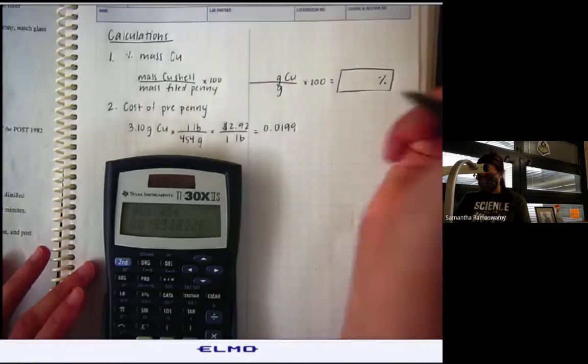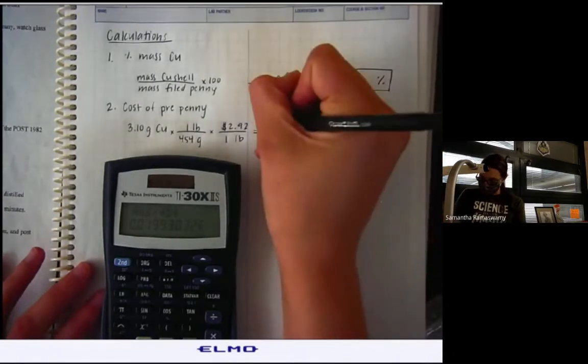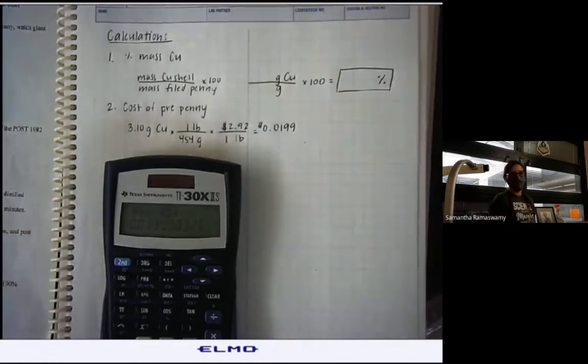0.0199. Now remember, this is dollars. My unit for this is dollars, so just put a $ sign at the beginning. Now I wanted to keep it out to 3 significant figures because we are going to have to use this in later calculations.